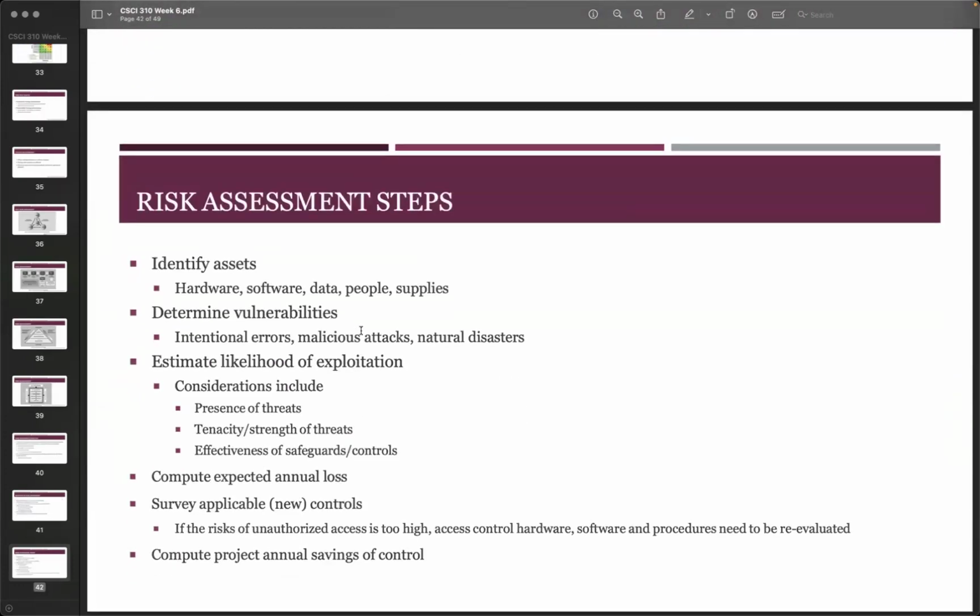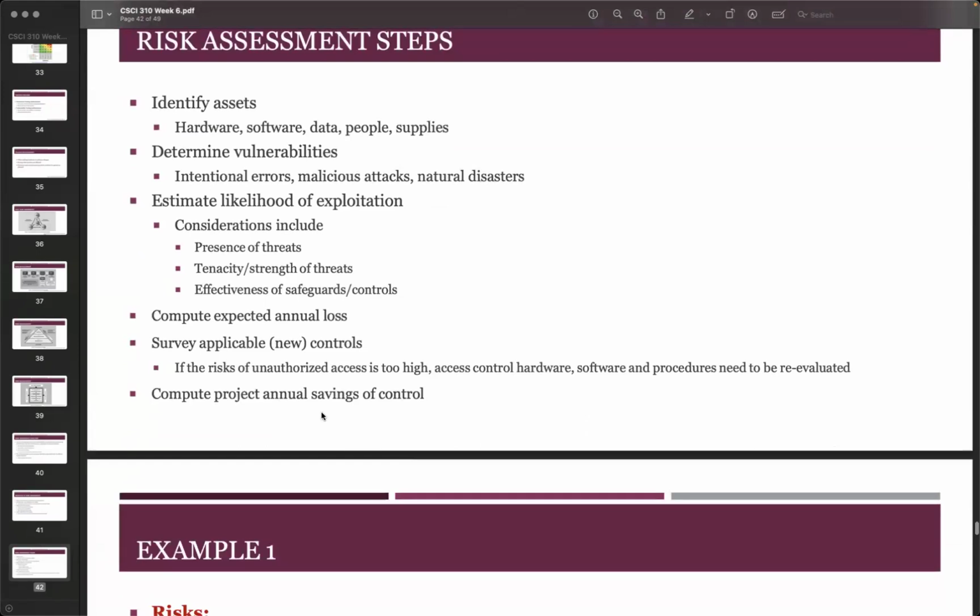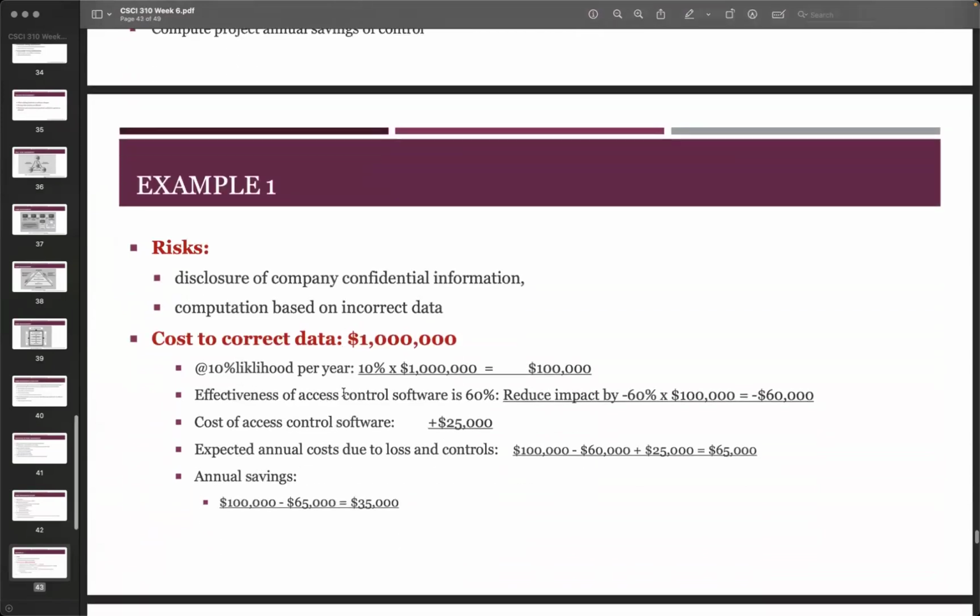to pay. And then the steps, as we say: identify, determine, and estimate, and then consider the probability of the threat, the strength of the control, and its effectiveness, and then compute the expected annual loss. So what are the possible losses? And then survey the applicable controls. Like if unauthorized access is too high, then the access control hardware and software need to be re-evaluated. Always. That's what auditing is. So we compute the projected annual savings of the control. I think it's just about the money.